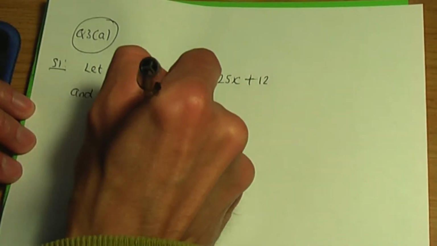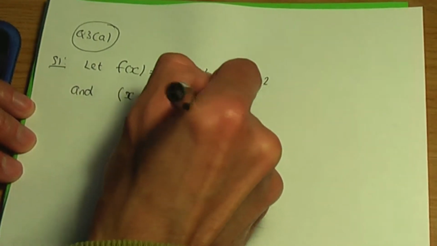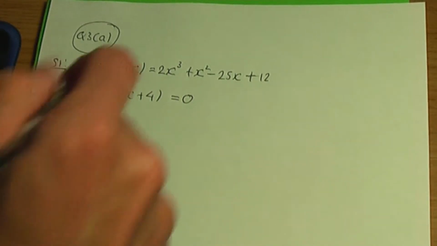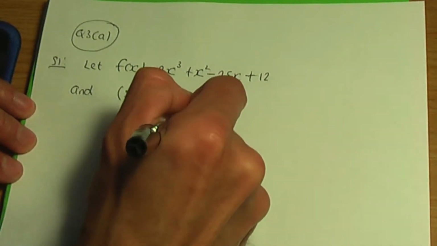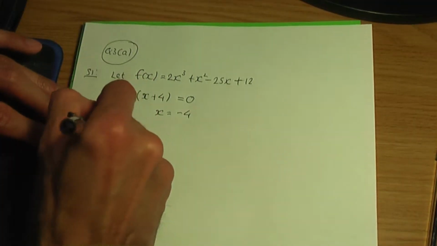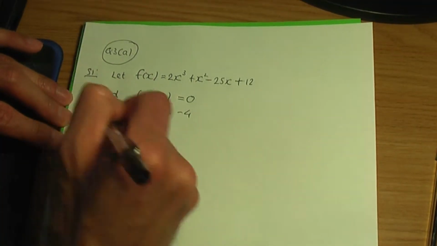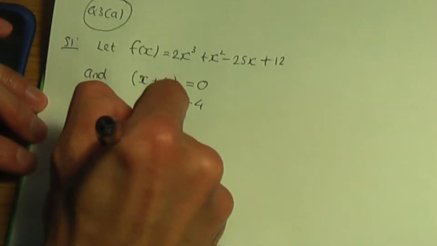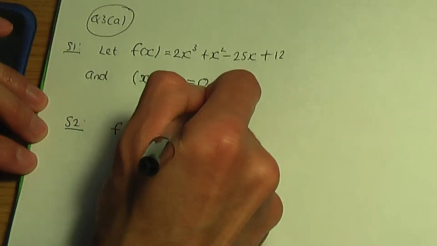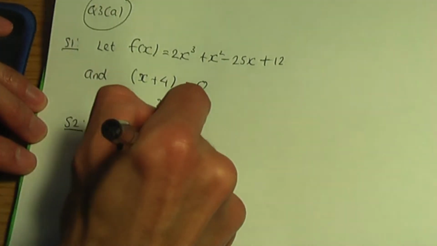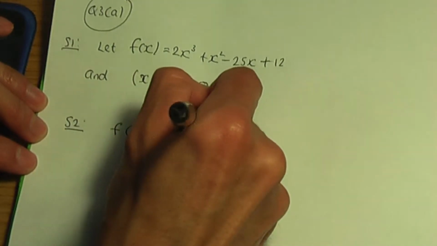So we take that linear term of x plus 4 and we equate it to 0 always. So if we rearrange, the x value is minus 4. Now this takes us to the last step, step number 2. So in step number 2, let's work out f of minus 4. So whatever x value you have in step number 1, work out f of that value. So we need f of minus 4.